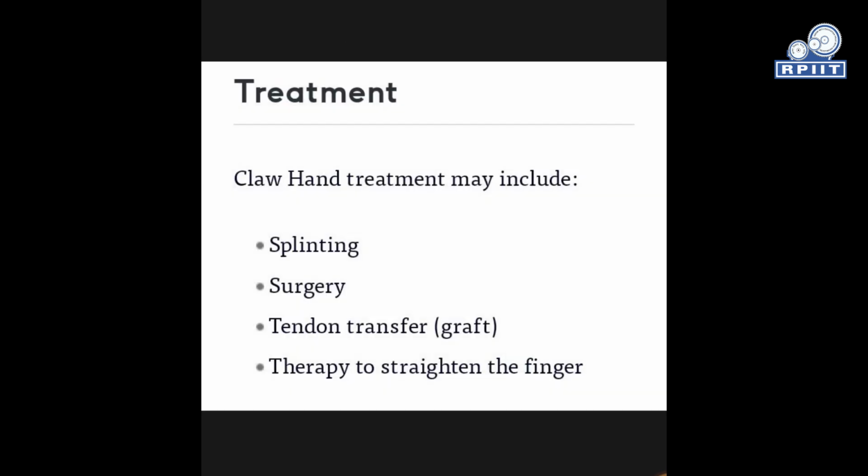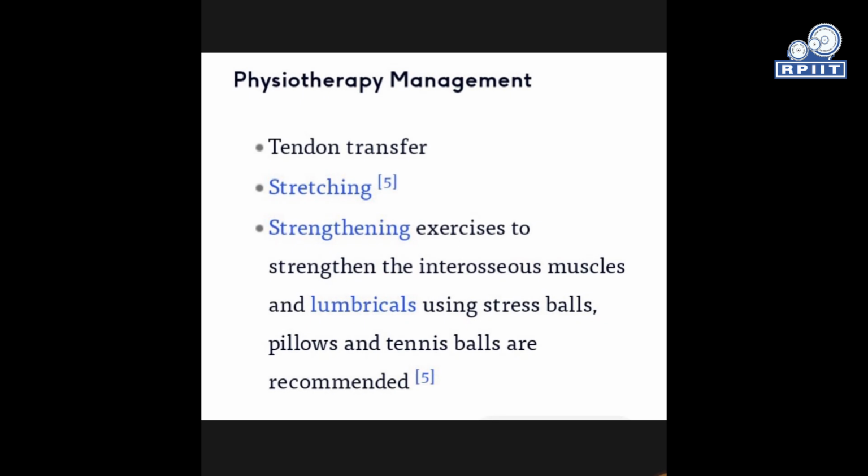Now the treatment part of claw hand. Most commonly used are the splint, that is the knuckle bender splint, and surgery, tendon transfer. Now physiotherapy treatment: after the tendon transfer, stretching of the ring finger and the little finger and strengthening exercises of the interossei muscles and lumbrical muscles using a stress ball, pillow and tennis ball are recommended.